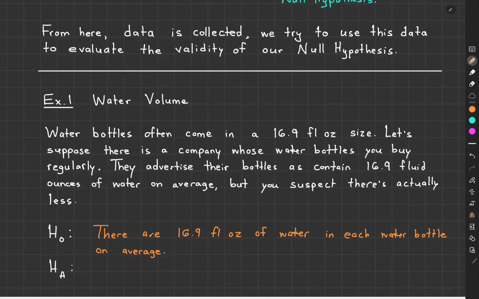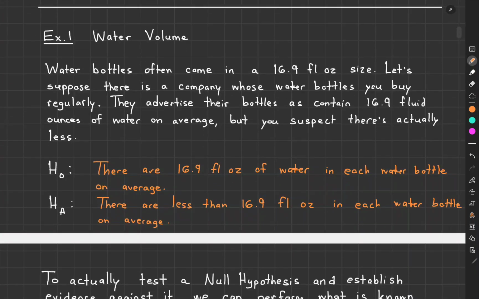Now, your alternative hypothesis is your suspicion or your challenge to this claim. So you're going to say there are less than 16.9 fluid ounces in each water bottle on average. Okay? And this has now defined the structure of your hypothesis test. Okay, so where do we go from here?